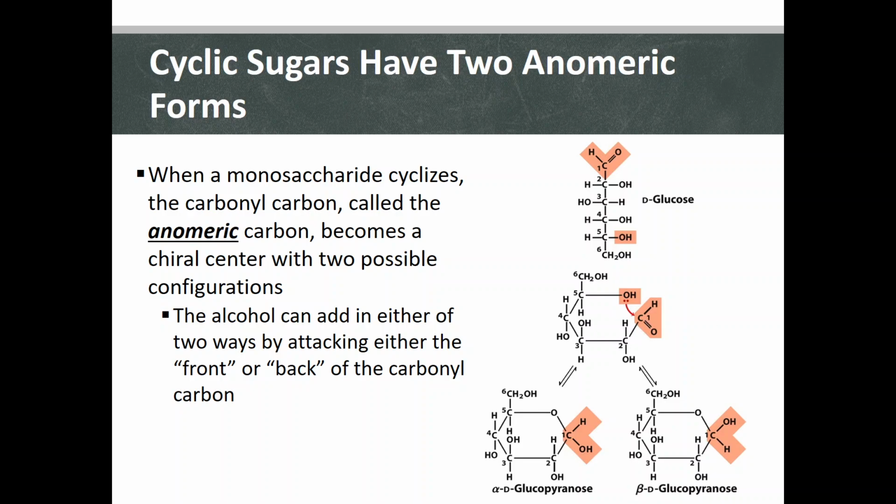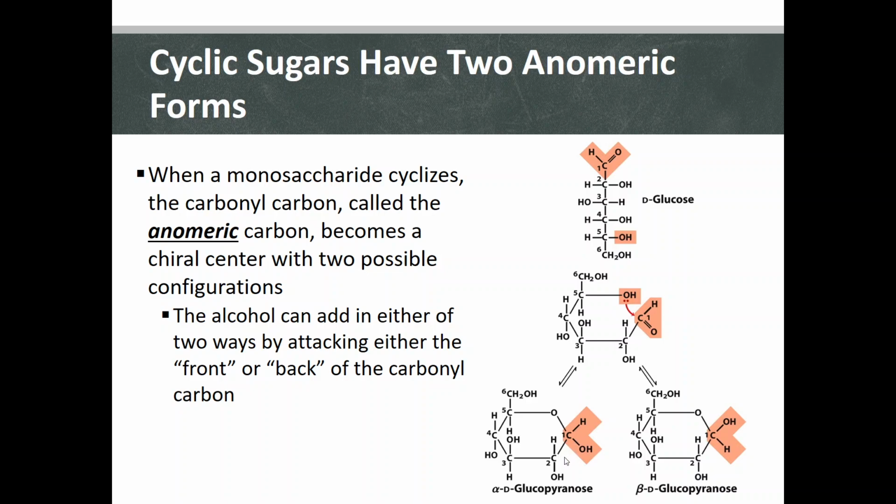This could be a front side or back side attack. So the hydroxyl group could approach from the front or from the other side, from the back side. This is going to dictate 2 possible resulting configurations for that aldehyde carbon, or what was the original aldehyde carbon. Now, for this reason, we refer to this carbon as the anomeric carbon. So in the closed ring sugar, the anomeric carbon is always designated as C1.